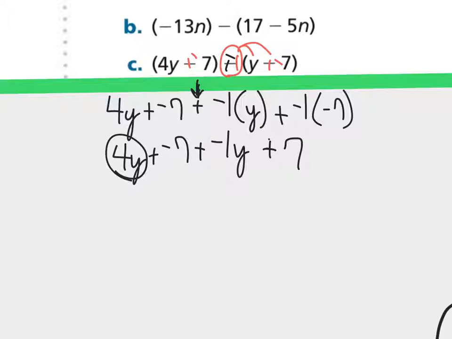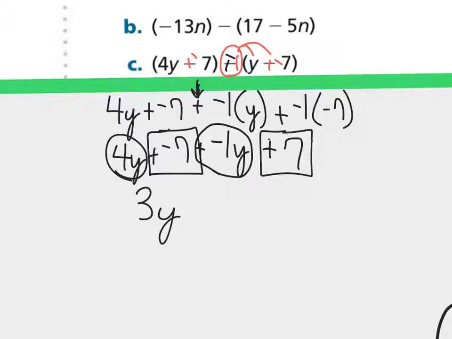So then combining like terms, 4y plus -1y is 3y. -7 plus 7 is 0. You can put plus 0, but that's not going to change anything, so we could just say 3y is our final answer for part C.